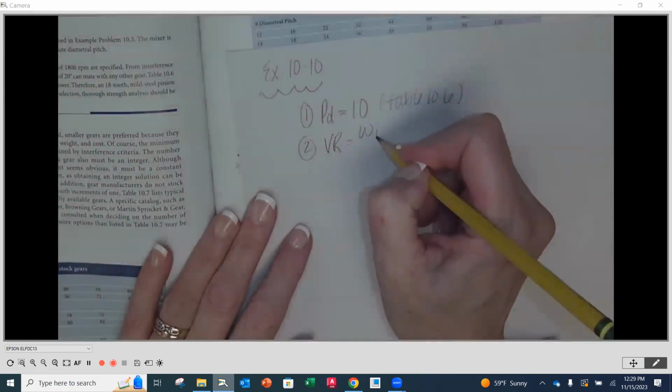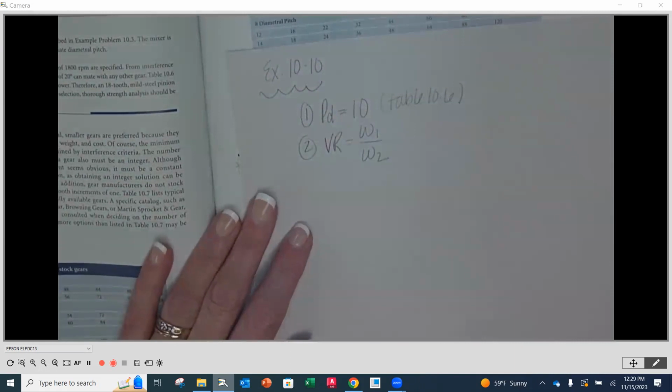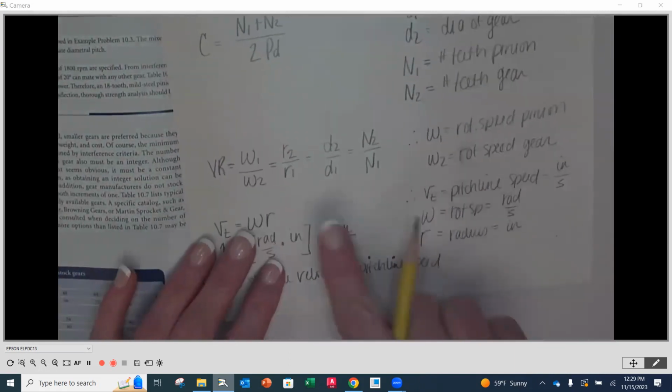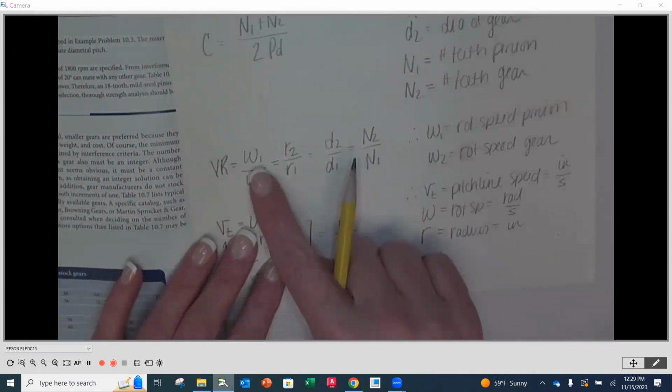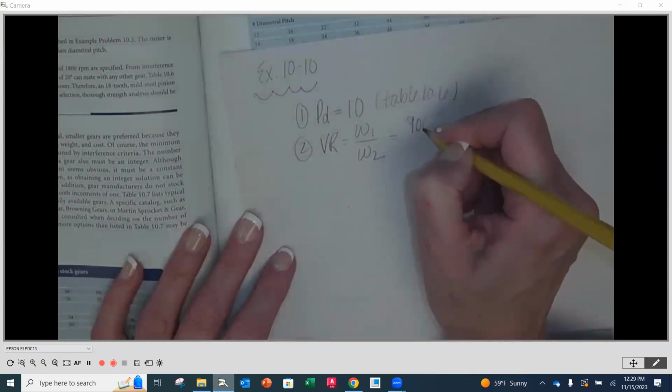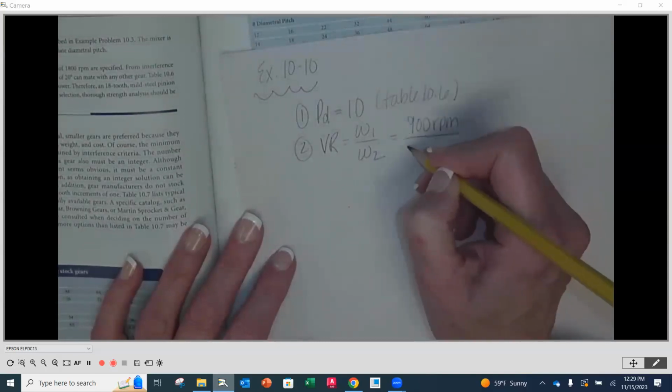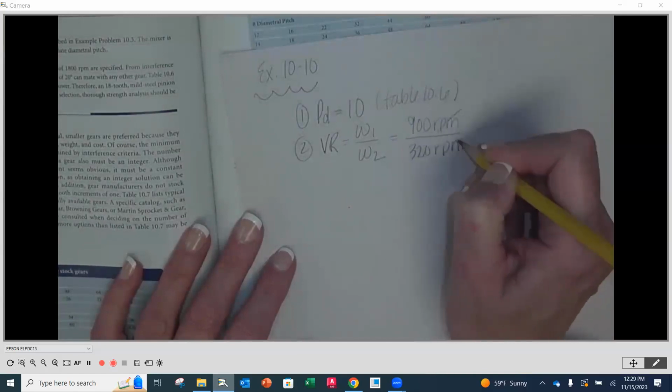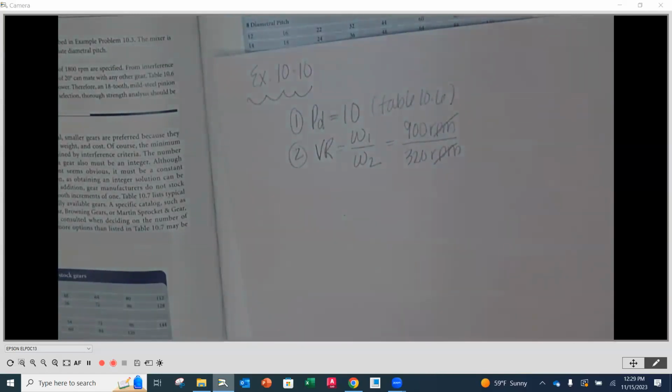So our W1 divided by W2, and this comes from our equation for velocity ratio here, okay? And we're going to use this first part. So we know that our W1 is the 900 RPMs and our W2 is 320 RPMs. Now remember, this is a ratio, so our units are going to cancel top to bottom. So we don't have to do any switching to radians or radians per second or anything like that. We're just going to use common units top and bottom so that they can cancel out, and we just get our number, our velocity ratio. So doing that, what's the number that we get?